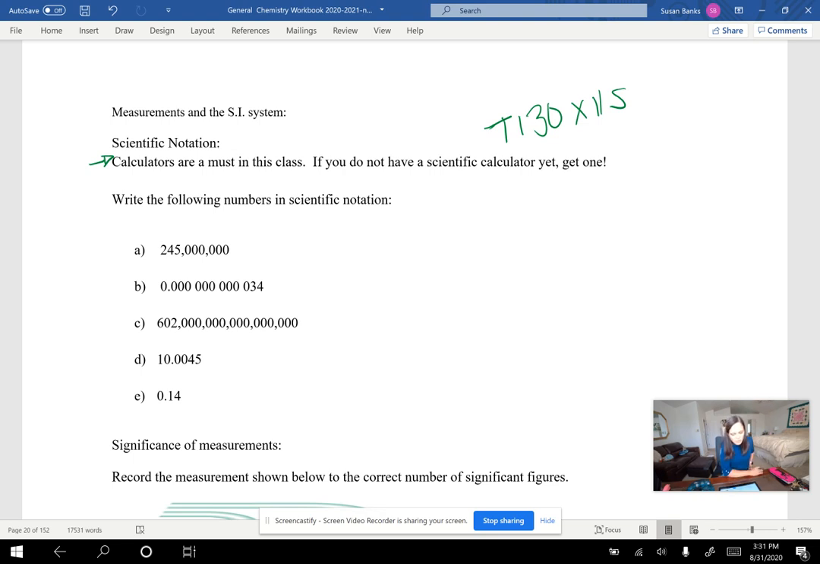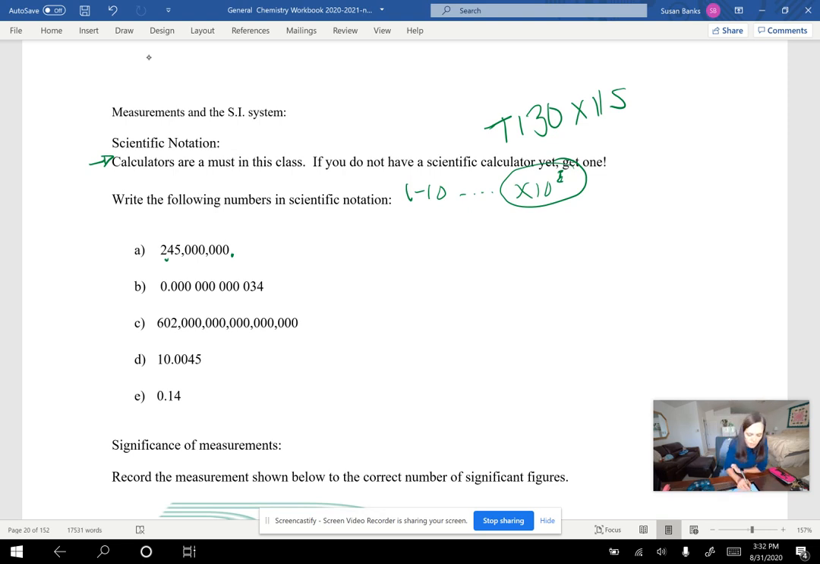Anyway, okay, write the following numbers in scientific notation. Okay, so I have 245 million. I don't want to count all those zeros. So basically, I need to take the decimal point from here to here. The whole idea of writing things in scientific notation is I write it in a number that ranges from 1 to 10, and then I have a power of 10 to some exponent above it. This tells me how large or small that number is.